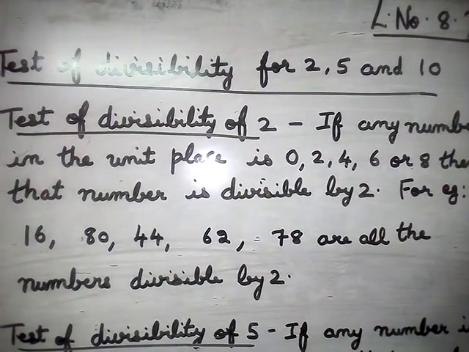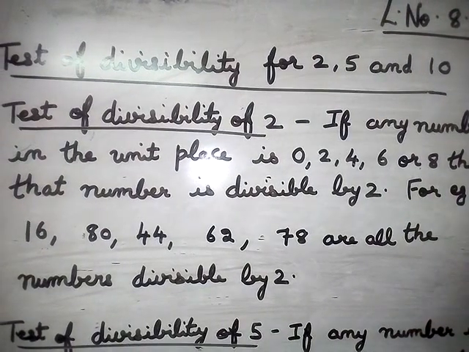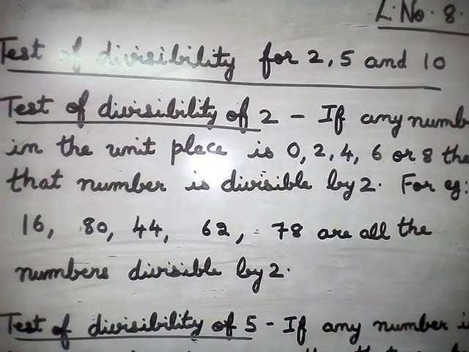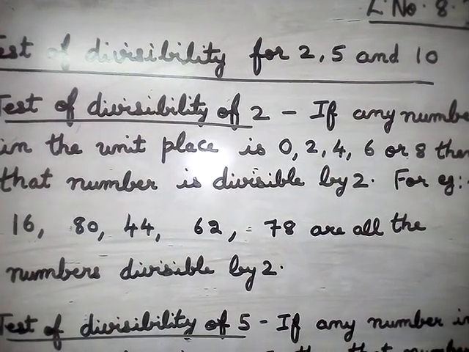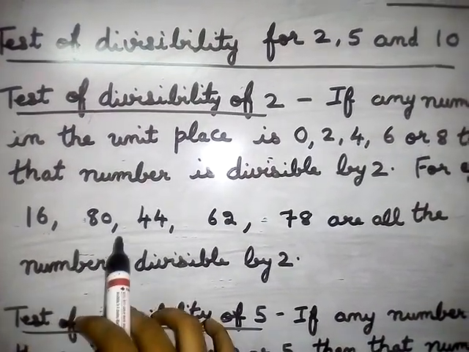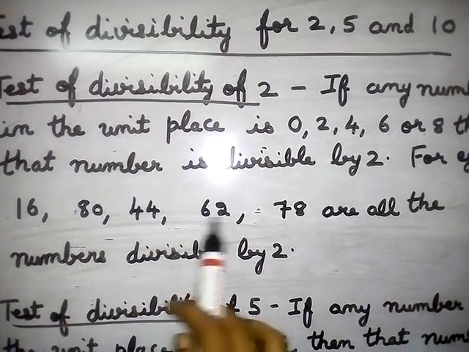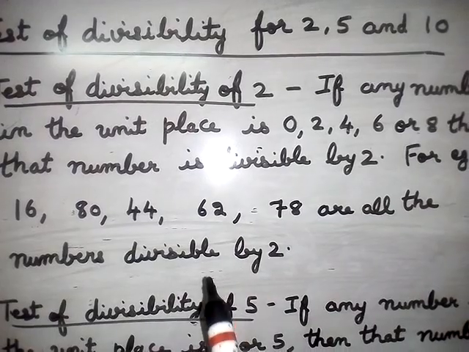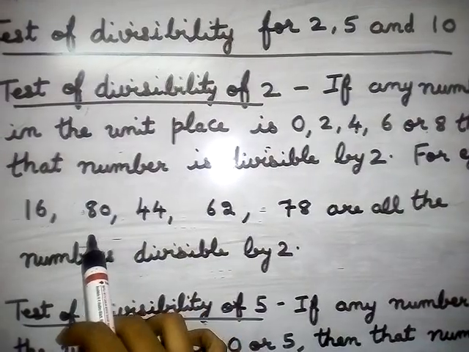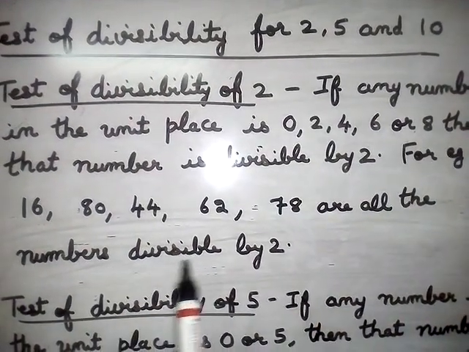If any number in the unit place is 0, 2, 4, 6 or 8, then that number is divisible by 2. In the unit place there should be an even number if it is divisible by 2. Examples are given: 16, 80, 44, 62 and 78. All these numbers have an even number in the unit place. If you say the 2 table, you will get all even numbers. So all these given examples are divisible by 2.